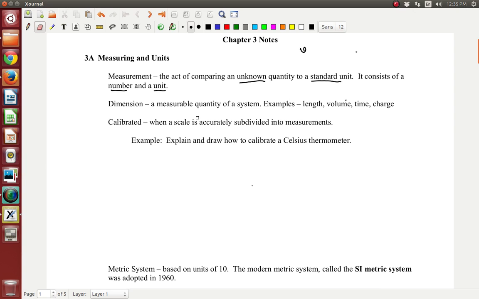Dimension. A dimension is a quantity of a system that we can measure, like length or volume or time or charge or, let's see, width, other things like that.